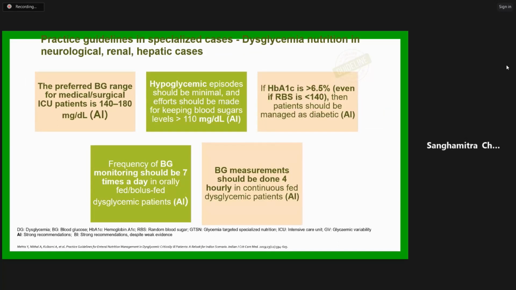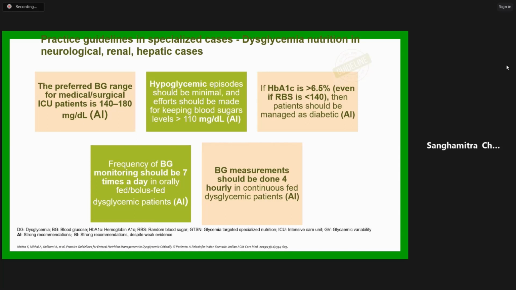So the preferred blood sugar range for ICU patients, medical or surgical, should preferably be kept at 140 to 180. Hypoglycemic episodes should be minimal. If the person has a routine blood sugar of 140 and is maintaining that, the HbA1c should be measured, and we take the patient to be diabetic if the HbA1c is over 6.5 and routine blood sugar is more than 140.